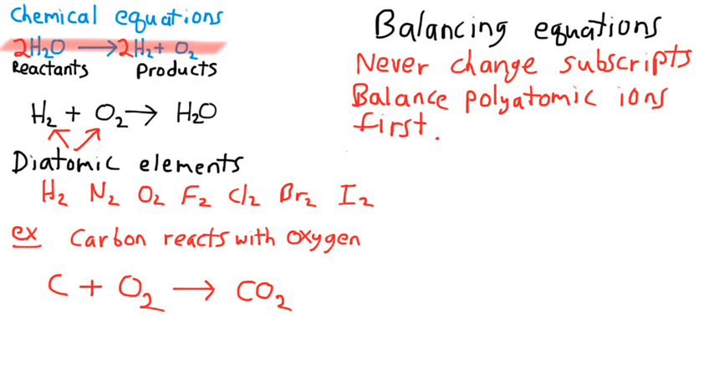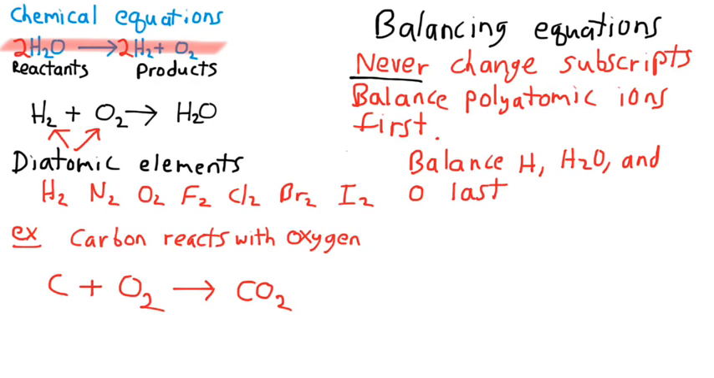Balance polyatomic ions first, and just balance them as a whole group is a good way to do it. So if you see a sulfate on one side, then balance the whole sulfate together on the other side, so you're not balancing each atom separately. Balance hydrogen, H2O, and oxygen last is a useful rule. Usually it helps you, especially if you do oxygen last, because it's usually in the most places. So if you balance it first, you'll have to go back and balance it again.